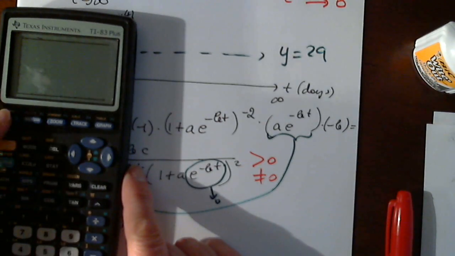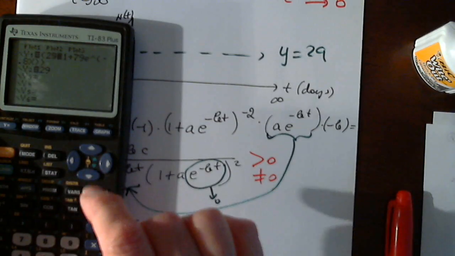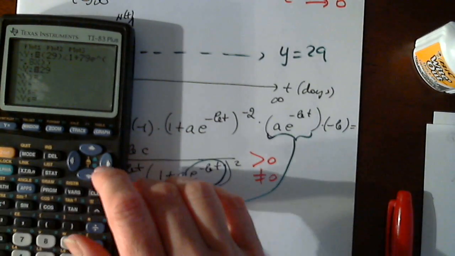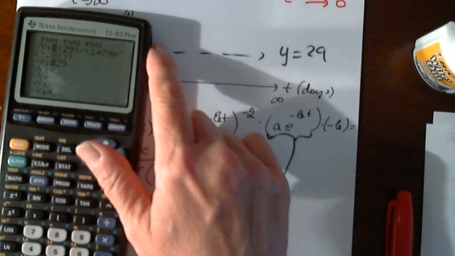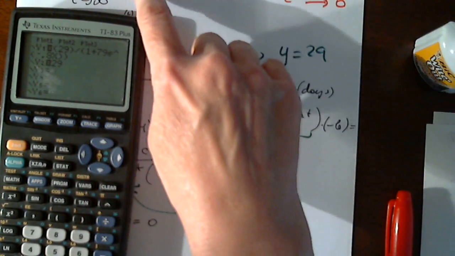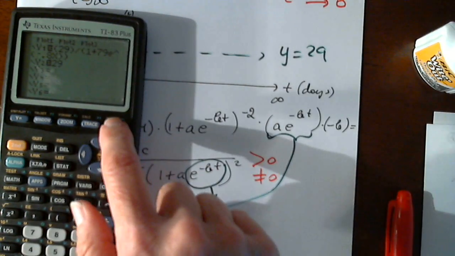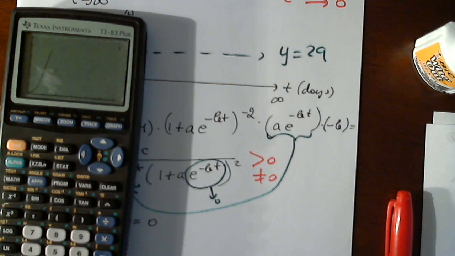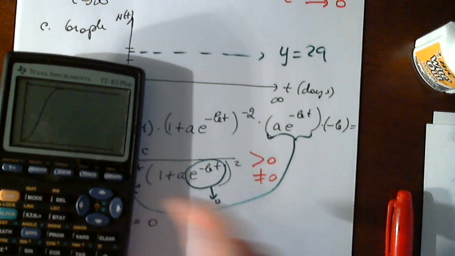Let's see, where is my graph? 29. Okay, so 29 divided by 1 plus 79 times e. Okay, I should be okay now. Got it. Same, and y equals 29 is coming up.